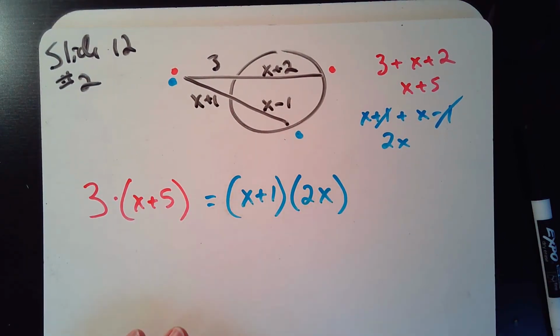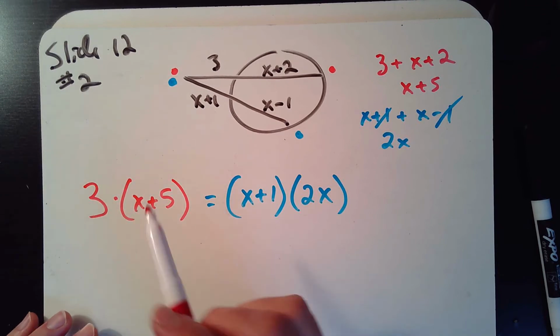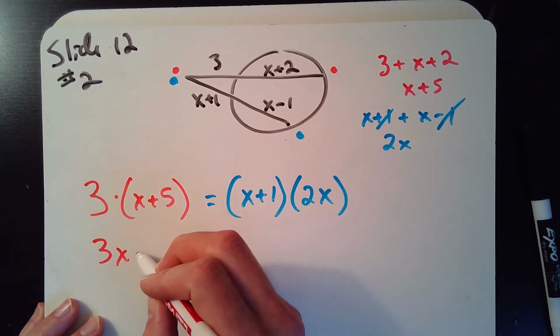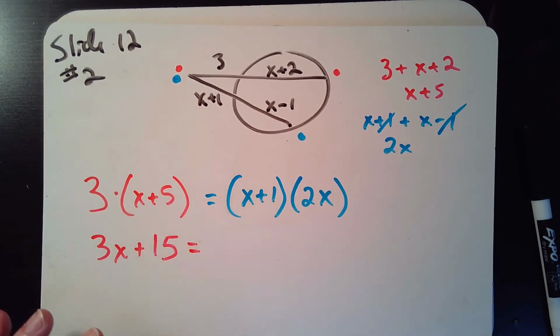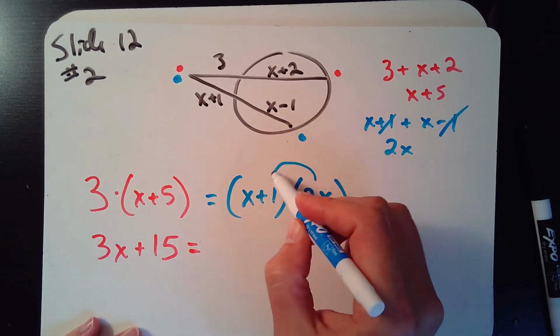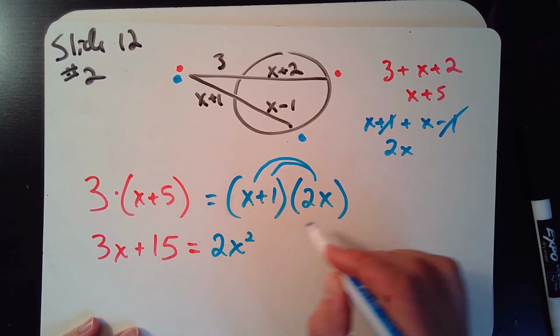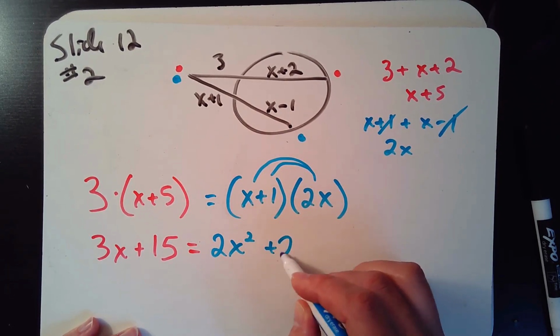Outside times whole. Great. Now, the part that I think people are getting tripped up on is the algebra portion of it. So when you have this set up, you're going to distribute the 3 in. So 3x plus 15 equals, here I've got 2x, and now I distribute it into those two, which is going to give me 2x squared plus 2x.